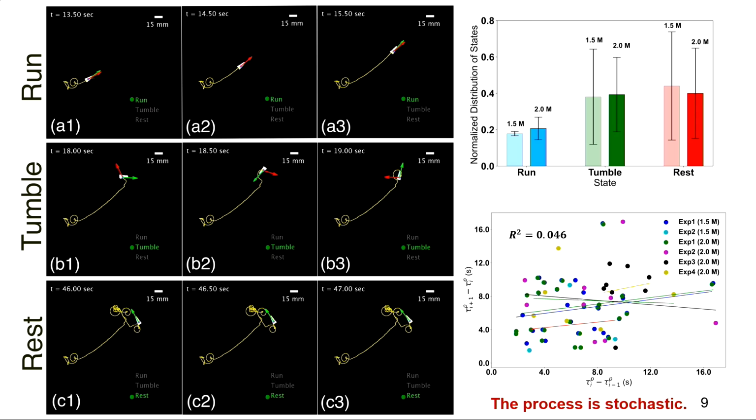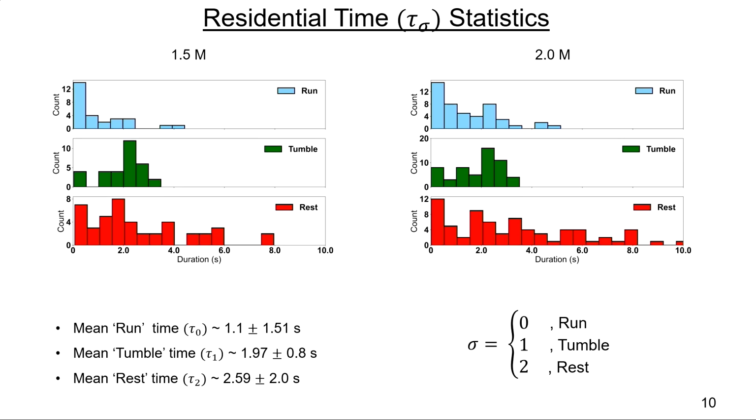We have seen that in our system, tumble and rest states are more frequent compared to the run state, and between consecutive tumble, run and rest states there is no correlation. This is a return map plot, so we can infer from this plot that the system is stochastic. Our experimental system is stochastic, and this is a residence time statistics plot where the rest and tumble times are higher than the run state. We defined this as sigma. Sigma is 0, 1, 2.